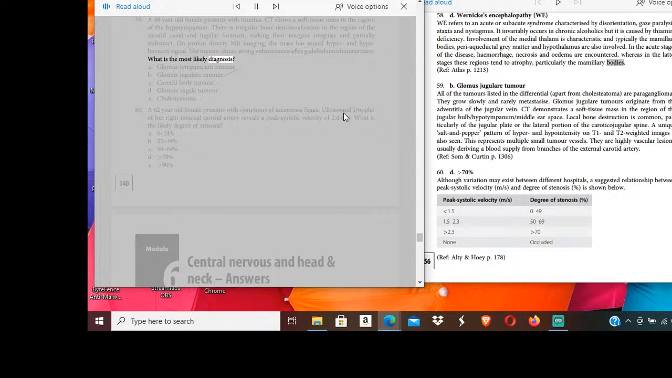What is the most likely diagnosis? A. Glomus tympanicum tumor. B. Glomus jugulare tumor. C. Carotid body tumor. D. Glomus vagal tumor. E. Cholesteatoma.